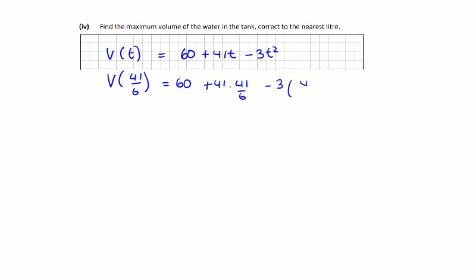Part 4, find the max volume. So that's V of t, and we know that we're actually looking for V of 41 over 6. V of t is 60 plus 41t minus 3t squared. So we have 60 plus 41 times 41 over 6 minus 3 times 41 over 6 squared. Now always double check this in your calculator that you get the same answer twice, and I have checked it twice. I'm getting 200.08. And to the nearest liter, this tank has 200 liters in it. Nice easy parts 1 to 4.